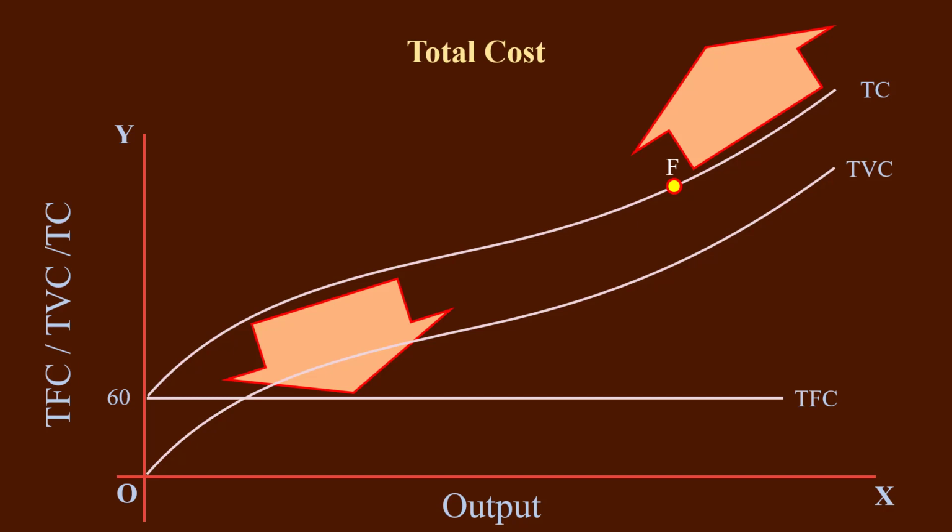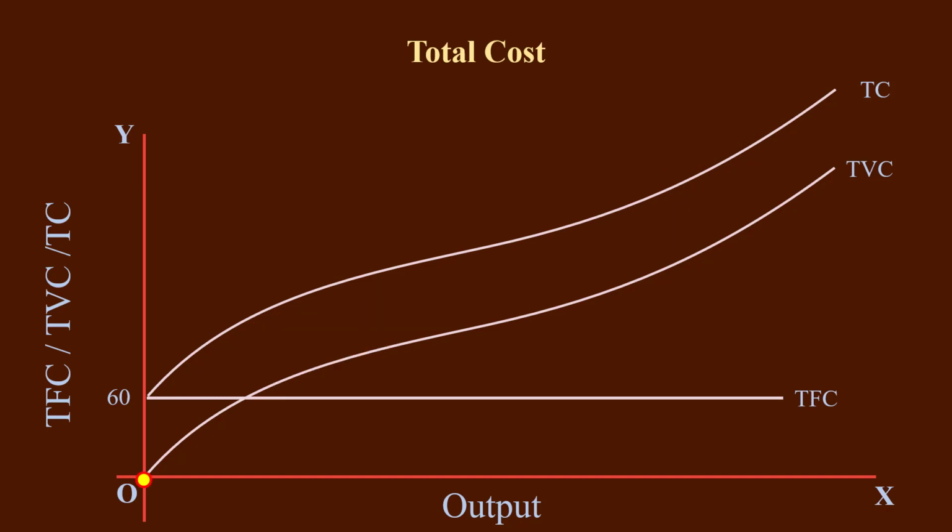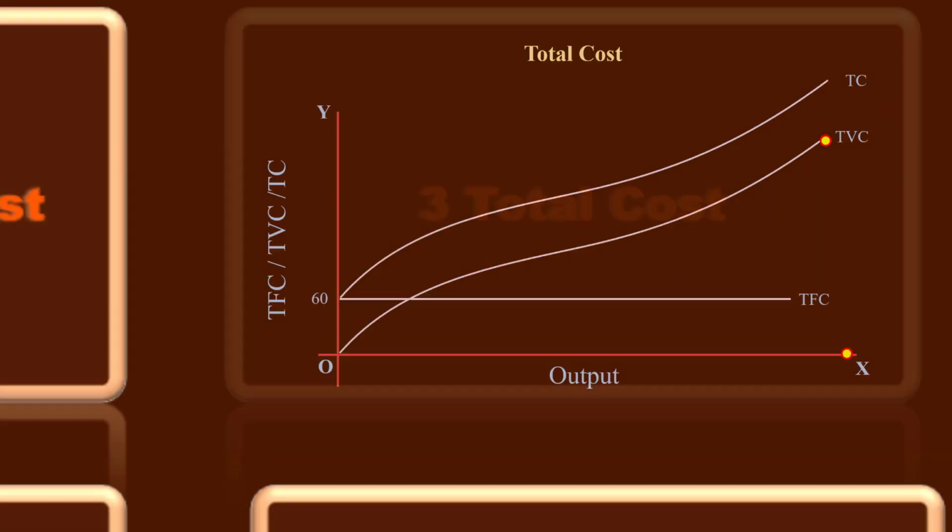In this segment of the curve, law of decreasing returns to a factor operates. At point F, law of constant returns to a factor operates. It should be understood that in the short run, output is increased only by increasing the variable cost. Fixed cost does not influence the output.